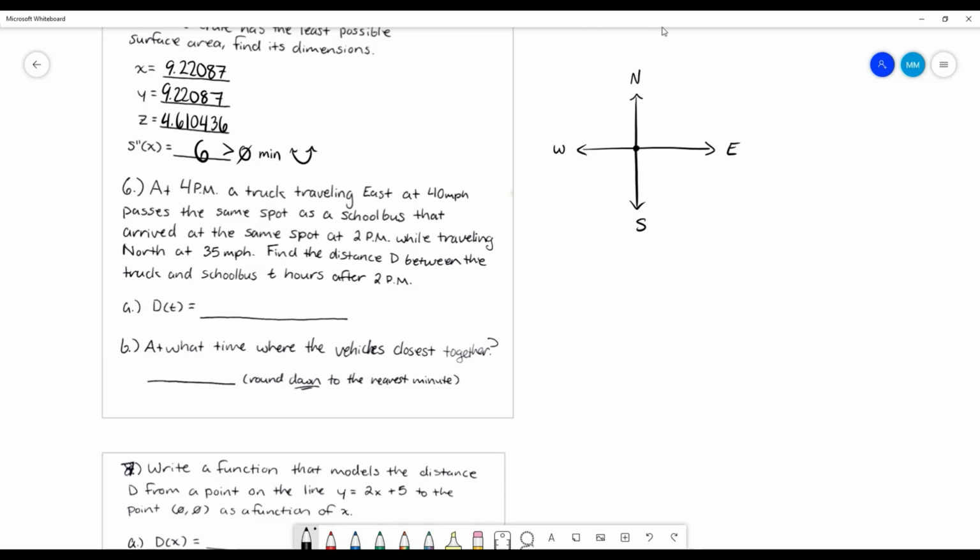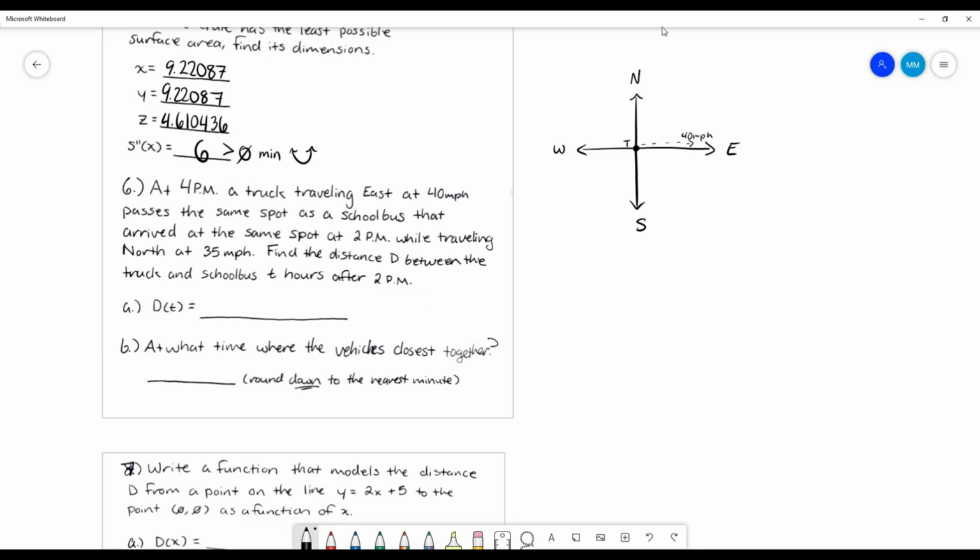And so I know we're going to start at 4 p.m. Our truck gets there, and our truck is heading east at 40 miles per hour. But at 4 p.m. it is at this point. That's where our truck is.